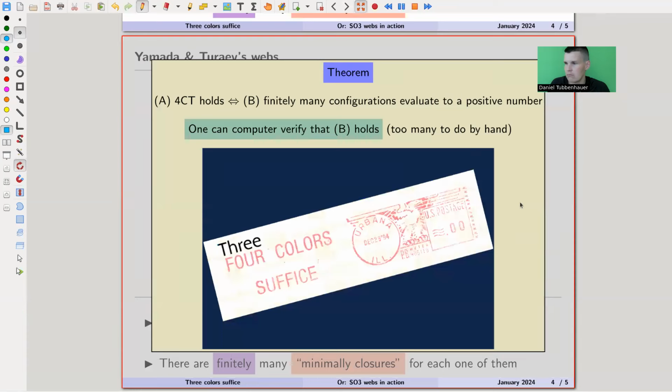A holds if and only if finitely many things evaluate to positive numbers, and just check B via computer, and hooray, hooray, 3 colors suffice. So you can really do that with a computer. You just have plenty of cases to check. It's a little bit too much to do by hand, but in principle, pretty straightforward. You end up with too many cases that you can't check by hand. I hope this is a convincing argument and will eventually give you a proof of the 4-color theorem.